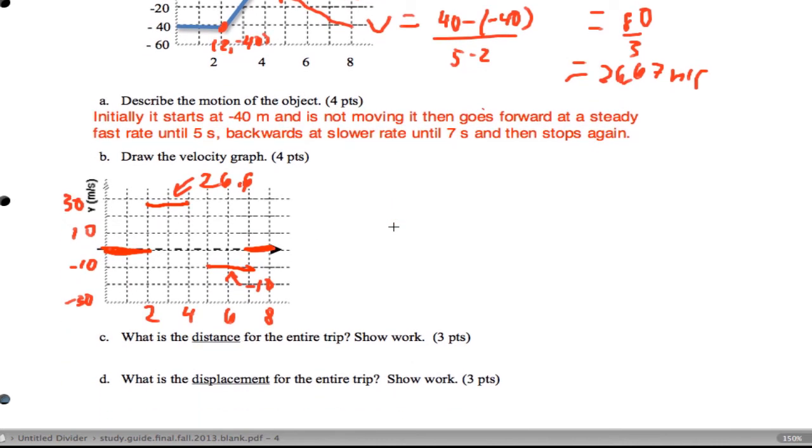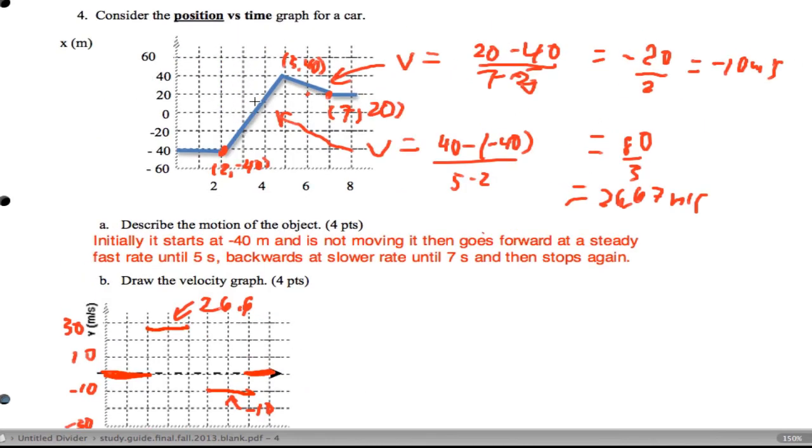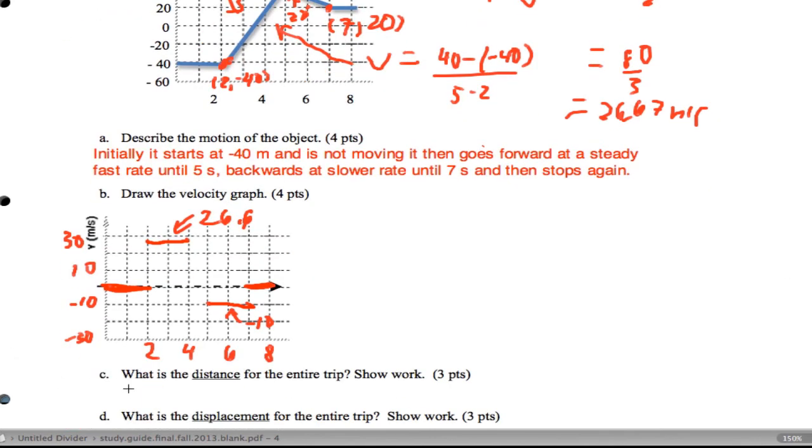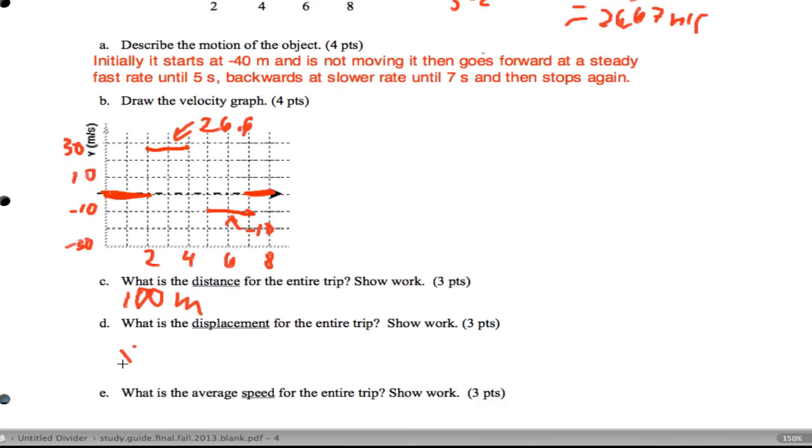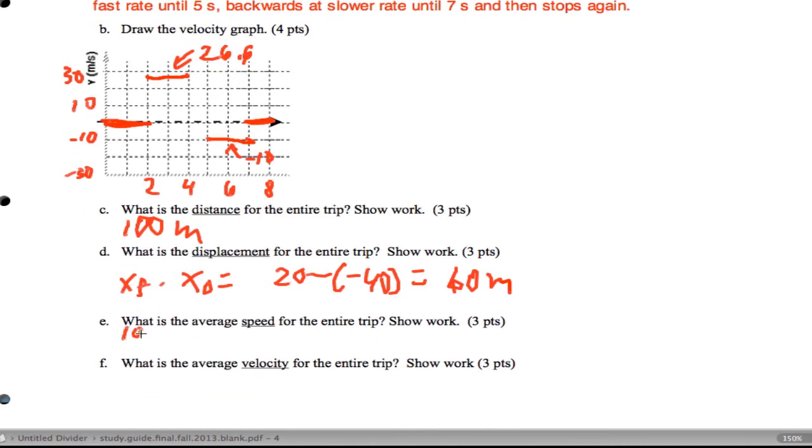Now, the distance for the entire trip, let's be careful. The distance, so I go from negative 40 to 40, that's 80 meters. And then I go back another 20. So that means my total distance is 100 meters. My displacement is going to be x final minus x initial, which is 20 minus negative 40, which is 60 meters. Now when I get the average speed, that's going to be 100 meters, which is the distance, divided by the total time of 8 seconds for the trip.